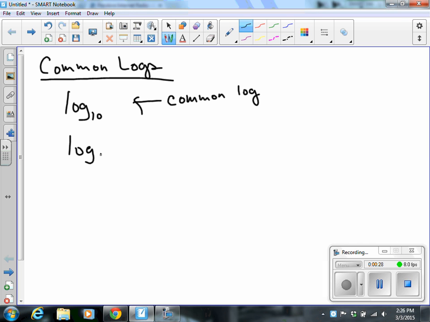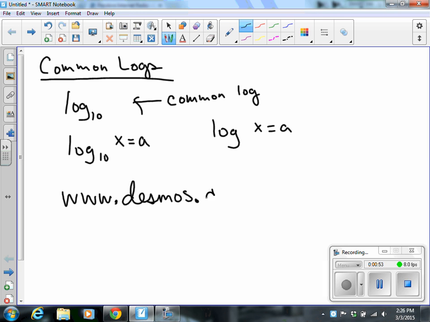When this is written, because it's a common log, they won't have the base there, so it'll be just log x equals a. All right. Before we move on, if you do not have a graphing calculator at home, or a calculator with the log button, it's going to be kind of tough to answer your questions. So you need to go to desmos.com. This is a great graphing calculator site that you can use and type that stuff in. That way you can get your numbers.